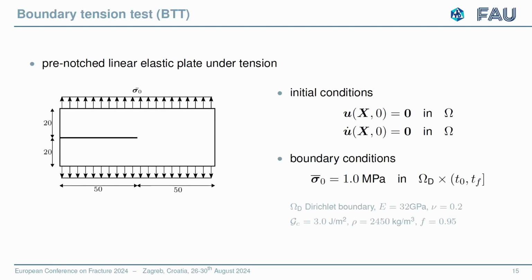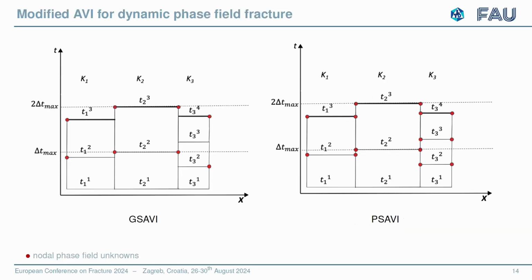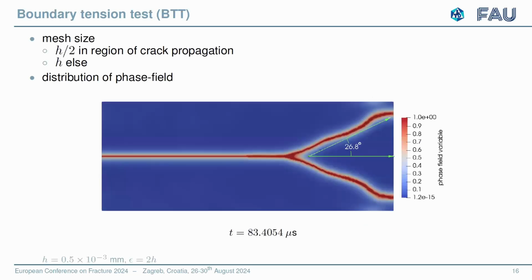So let's have a look at a numerical example. We have a pre-notched linear elastic rectangular plate under tension. Tension applied is 1 megapascal on both sides. We have kept the mesh size h/2 in the anticipated region of crack propagation and h everywhere else. And then we study the distribution of the phase field. The distribution of phase field obtained is consistent with the already published literature.